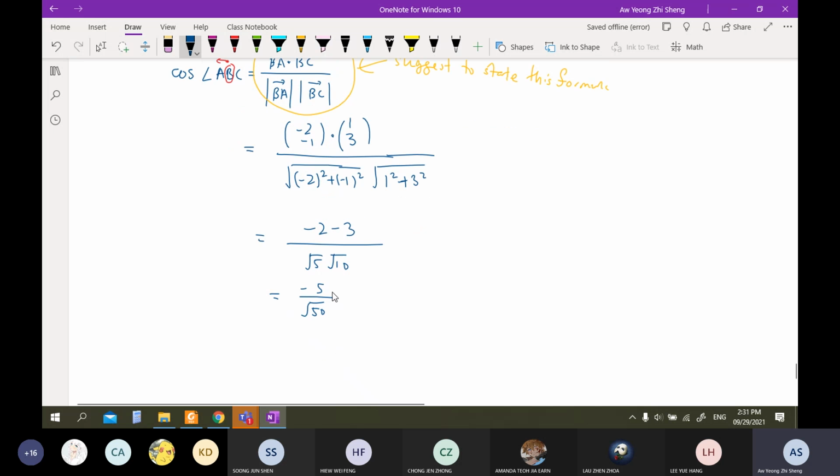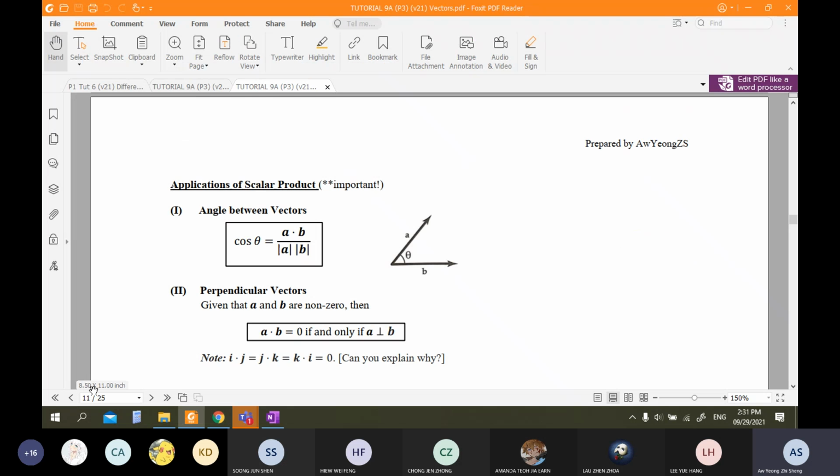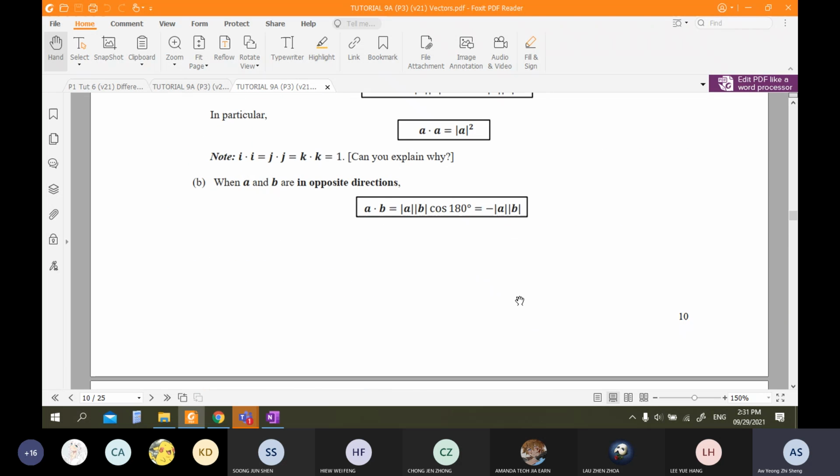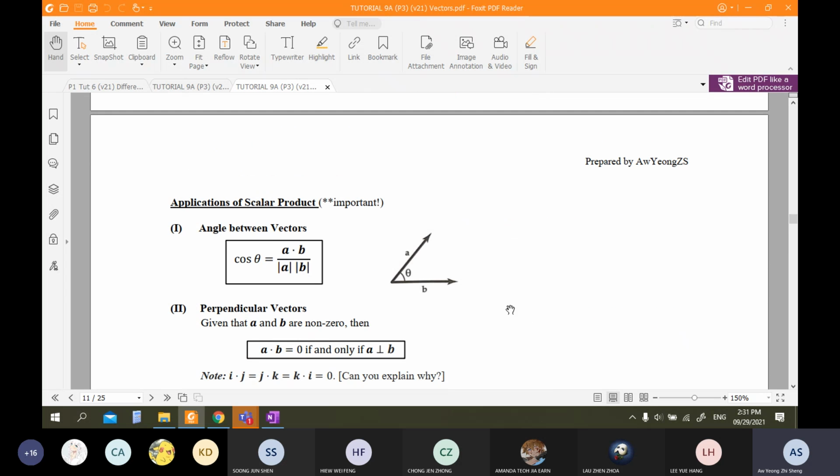Whether or not you want to simplify this fraction further is not important because you're about to take the inverse cos anyway. The usual way to solve for one angle, like if you have cos theta equals -5 over square root of 50. Oh yeah, one more thing that I think I didn't include in the notes earlier.